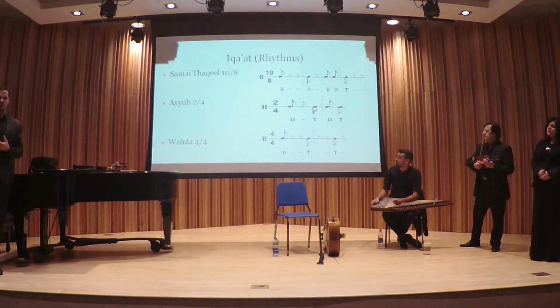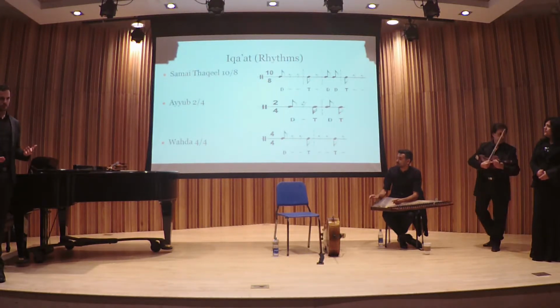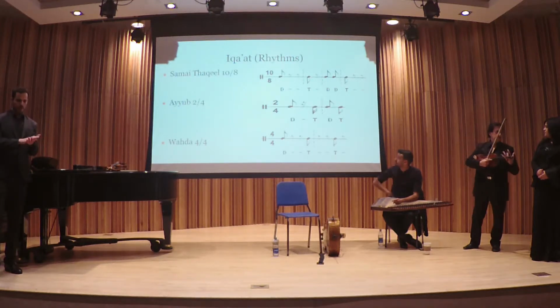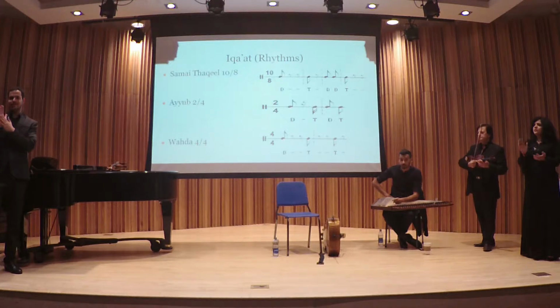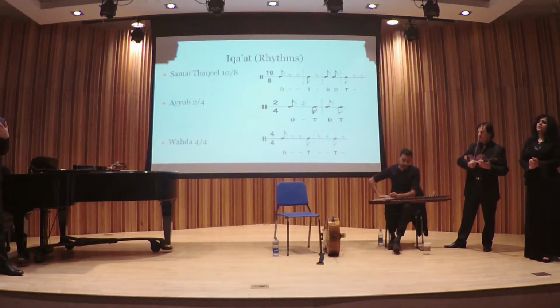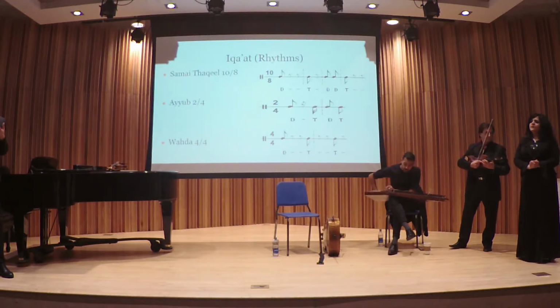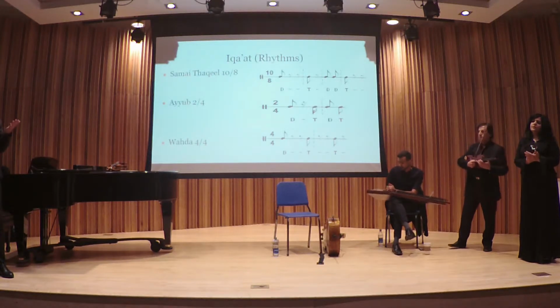Dum, so what is D? D is dum, and dum is the low sound, the bass. So if it's dum, let's say we're gonna clap it with the inside of the hand. And then the T is tak, which is the high sound, the high pitch sound. Let's do it like this. So dum, and then tak.